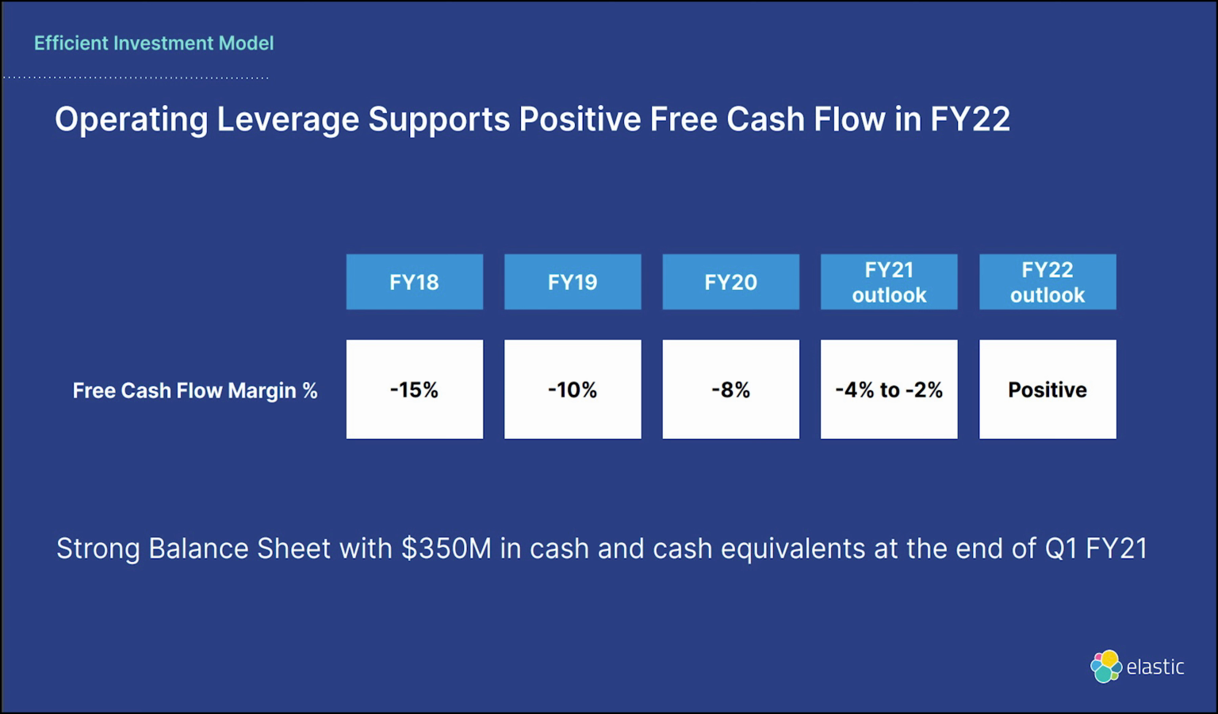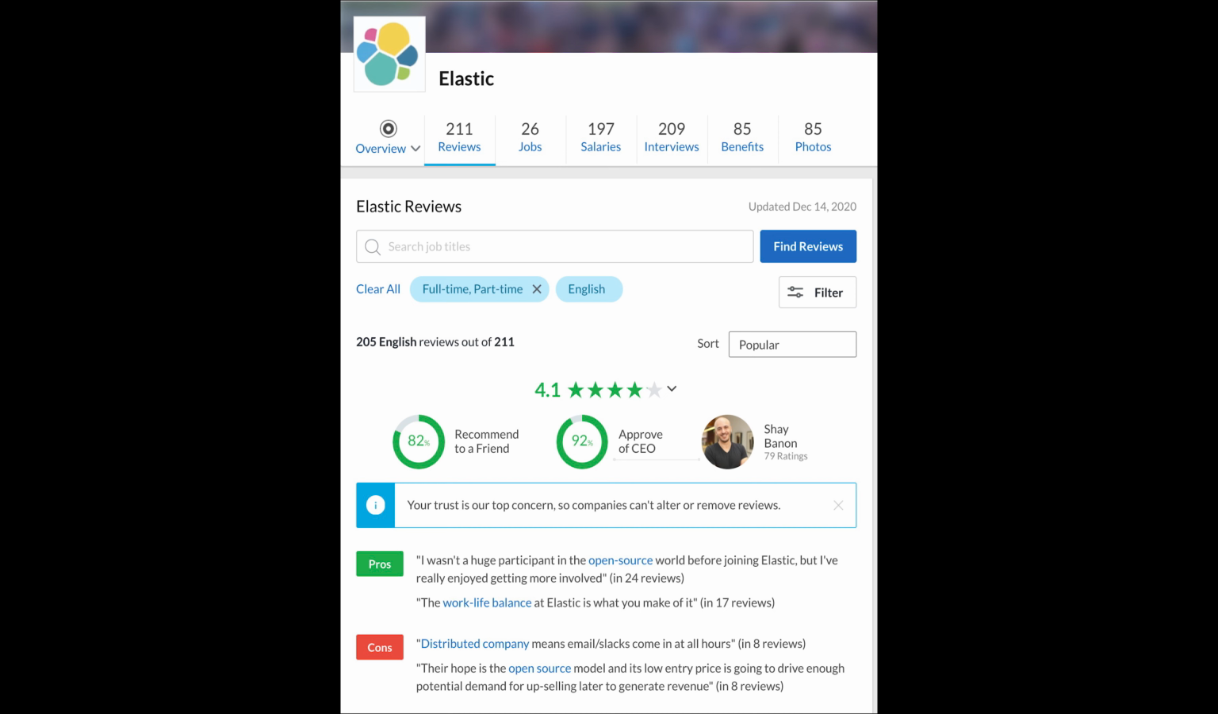Of course, I think it's really important to look at their management as well as their culture. Now, looking on Glassdoor, Elastic is currently rated at a 4.1 out of 5. Shay Banon is their CEO, and from everything I've seen about him, from the financial highlights to him on YouTube, I do think he's a really competent CEO, and it looks like a lot of people approve of him at 92%. 82% recommend to a friend, and just looking across the board, it looks like it's a pretty well-run company.